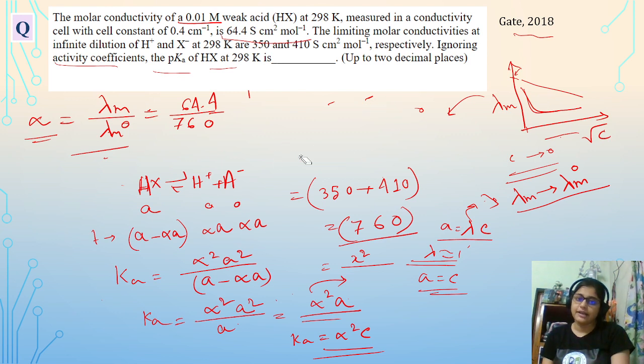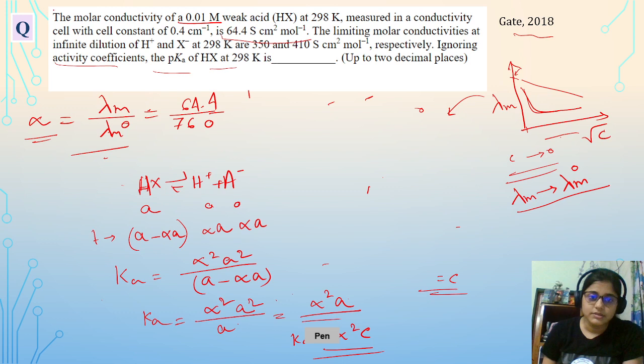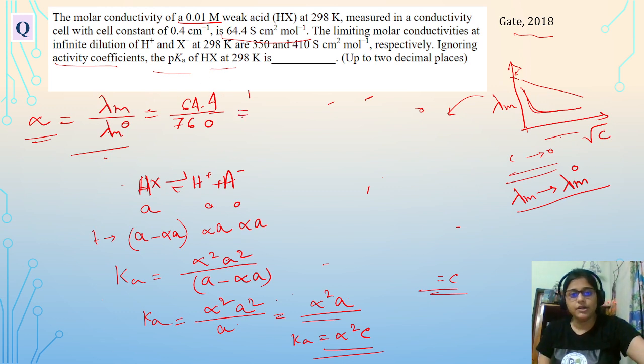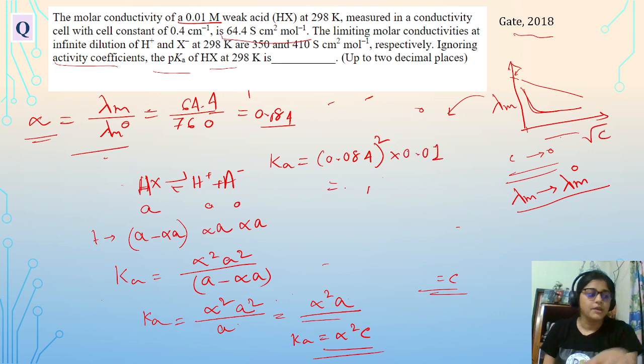This is fine, right? I will take that question later when I teach the effect of dilution and everything. So just now see this. This will be equal to 64.4 by 760, which is 0.084. Alpha value is this, and Ka will now be equal to 0.084 square into concentration 0.01. If we multiply this, we get the value 7.17 into 10 to the power minus 5.